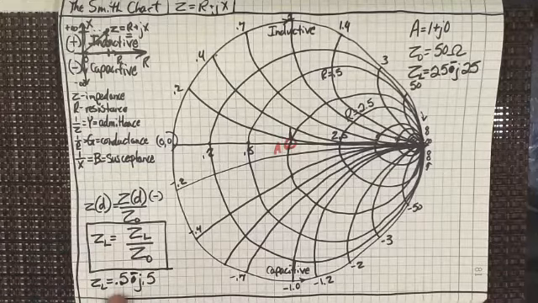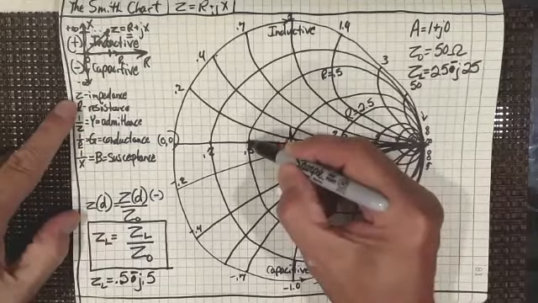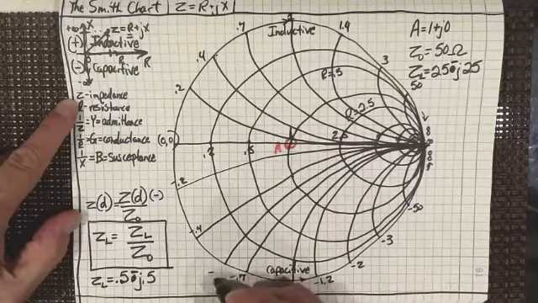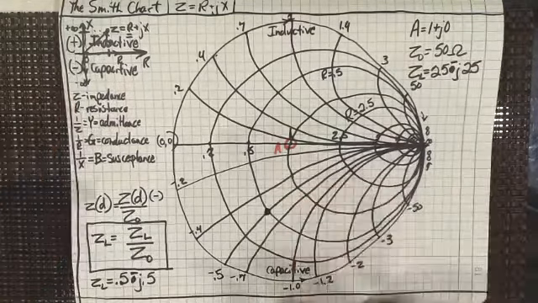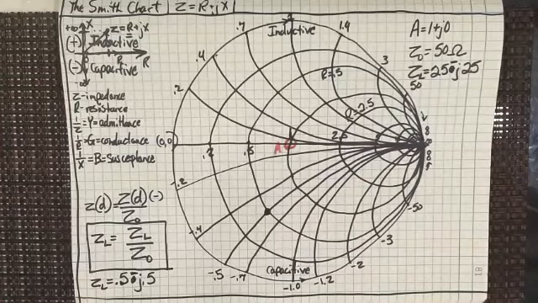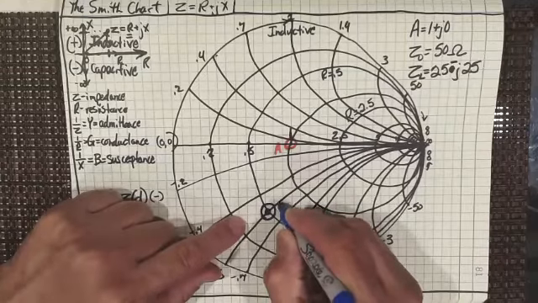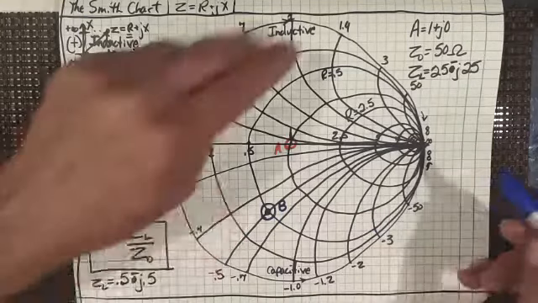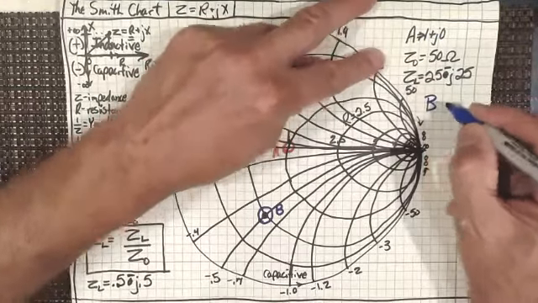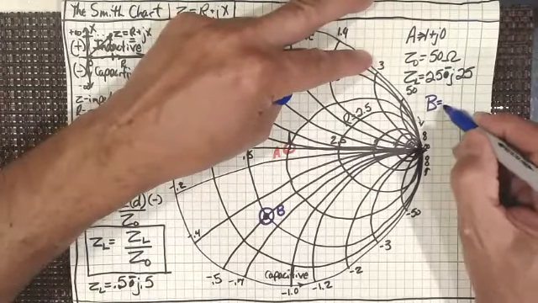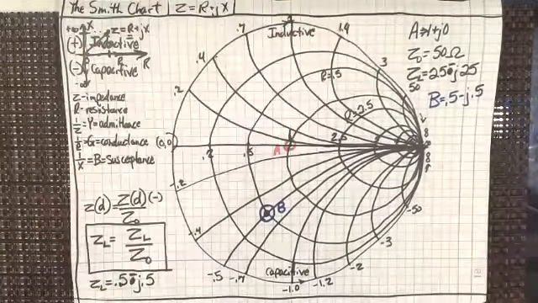So that's 0.5 minus j0.5. And here we go, there's 0.5, and here is minus j0.5. So we follow that down, and we get a point right there. Let's circle that point in blue. That's A, so point B is going to be 0.5 minus j0.5, right?